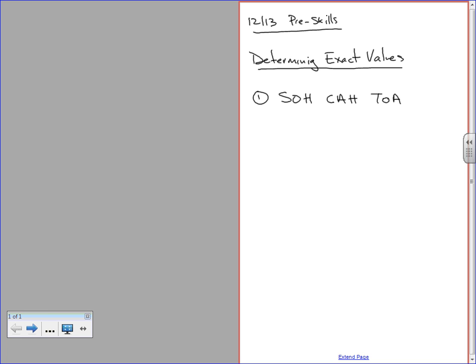The next thing that you should remember from grade 11 are your special triangles. The only difference is, if you recall, the special triangles are 30 degrees, 45 degrees, and 60 degrees. Now we're doing it in radians. Okay, so 30 degrees is the equivalent of pi over 6 radians. 45 degrees is the equivalent of pi over 4 radians. And 60 degrees is the equivalent of pi over 3 radians.